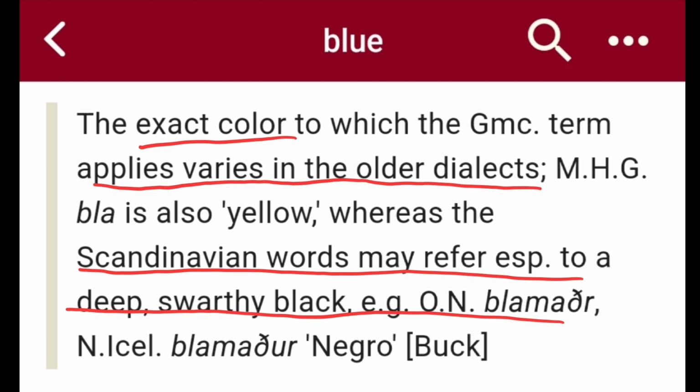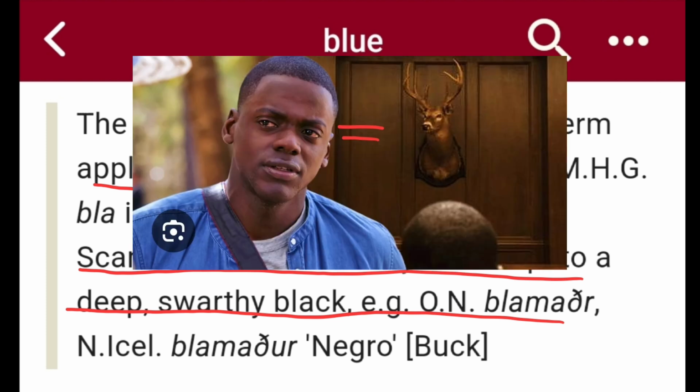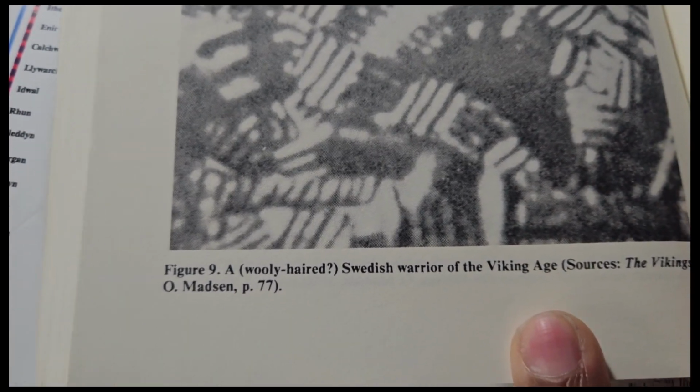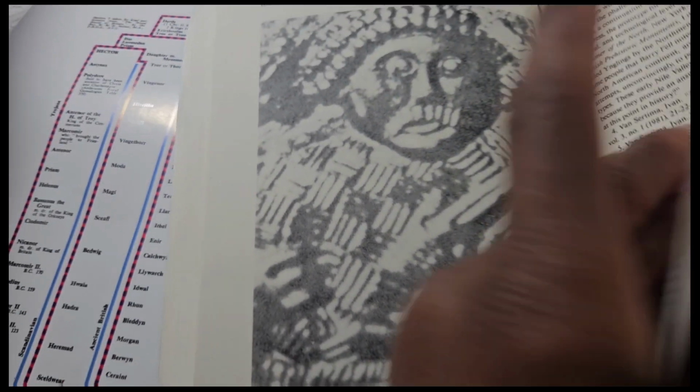So right here it states blue, the exact color to which the Germanic term applies varies in older dialects. Middle High German bla is also yellow, whereas the Scandinavian words may refer especially to a deep, swarthy black, for example Old Norse blar. Now, emphasis on this word right here, Negro, meaning what? Black. Okay, the blue man. Let's see. Okay. A woolly-haired Swedish warrior of the Viking age. So they know. They know.